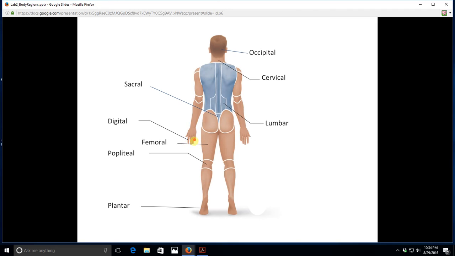We see digits again. We also see the back of the knee. The back of the knee is the popliteal region. And we see the bottom of the foot, which is the plantar region. Okay, cool. That's body regions.